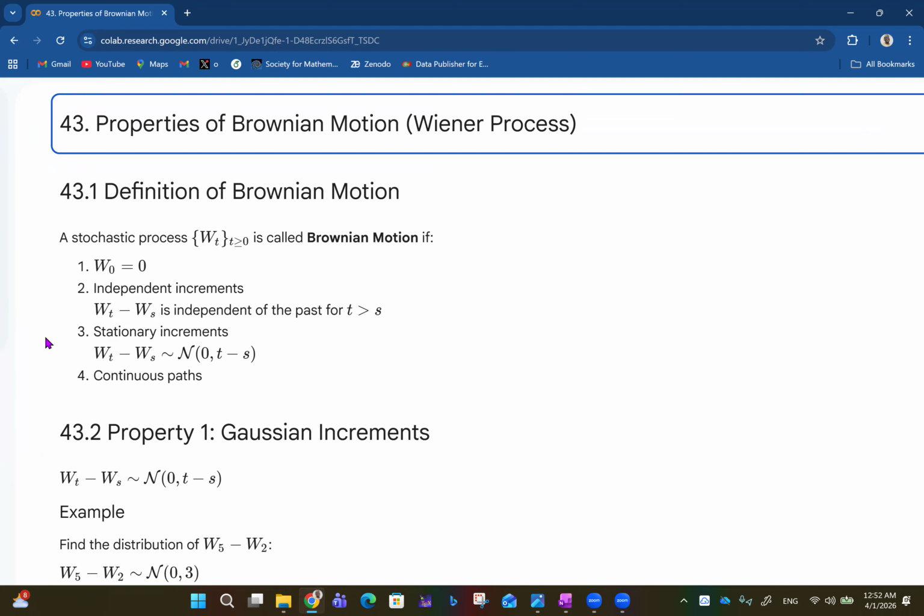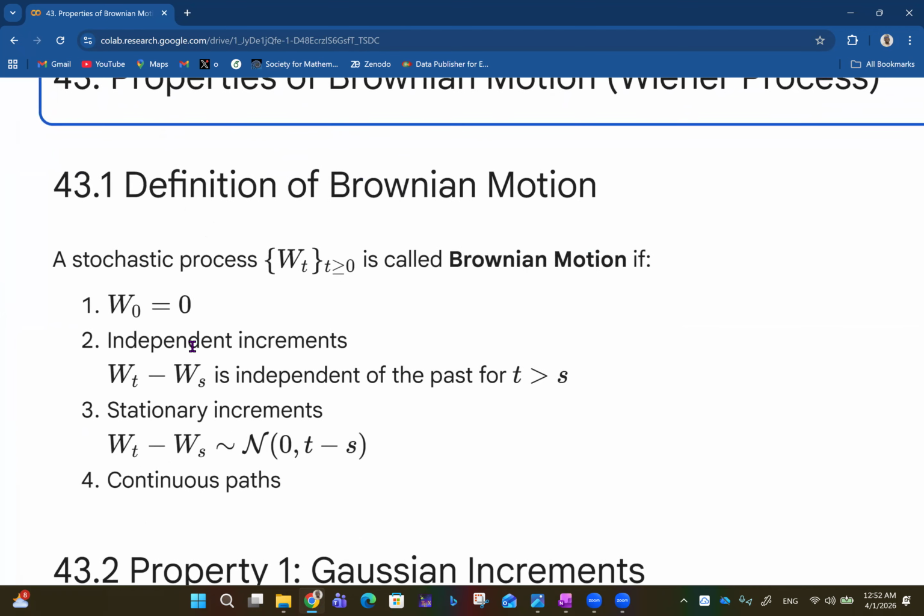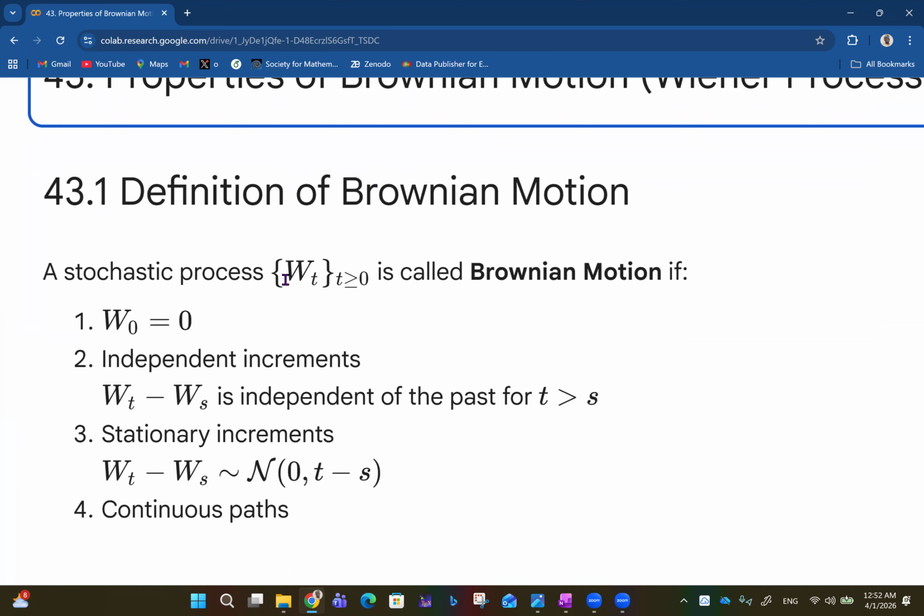So by definition, Brownian motion, like we saw in the last video, is a stochastic process W(t), a collection of stochastic variables W(t) for time t greater than or equal to zero. If W(0) is zero, in the last video I said I used B(t) a lot, so B(0) is zero, that's the initial condition. Then you have independent increments, such that W(t) minus W(s) is independent of the past for t greater than s. And then we have stationary increments, such that W(t) minus W(s) is normally distributed with variance t minus s. And then we have continuous paths.